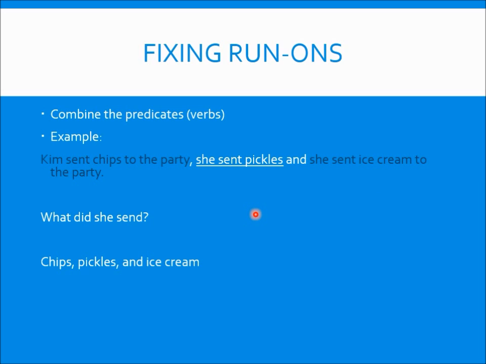Right, so what did she do? Well, what did she send rather? She sent three things: chips, pickles, and ice cream. Well, why not just say that in one sentence? Why not just simplify this and say Kim sent chips, pickles, and ice cream to the party? So we were able to fix the run-on by simply condensing, or making the sentence smaller and simpler, by keeping the same subject. We kept Kim. We kept the same verb, sent, but we combined the things that she sent: the chips, the pickles, and the ice cream.